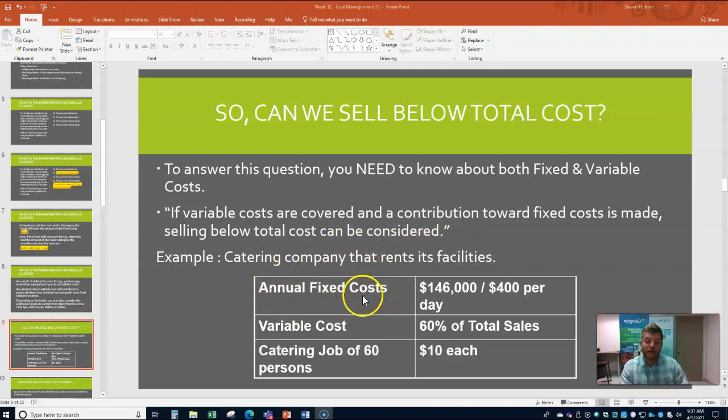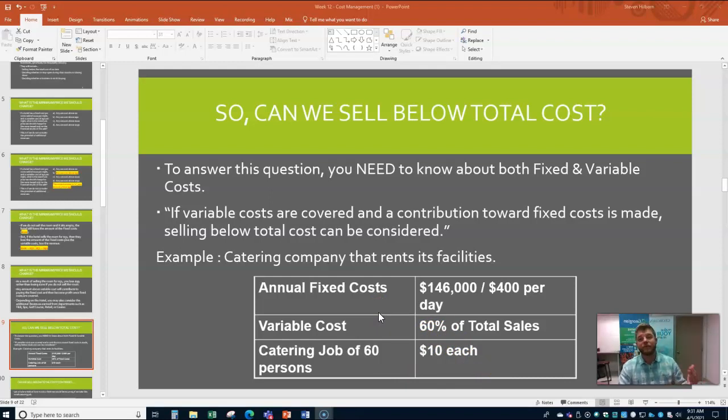Their annual fixed cost is that they have to pay $400 per day, regardless if it's being used or not. They've also determined that their variable cost is about 60% of total sales. The catering job for 60 people, they would make $10 off each person. So they're going to make $600 off this.